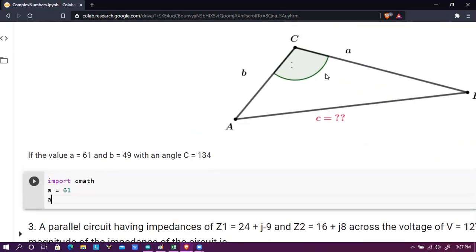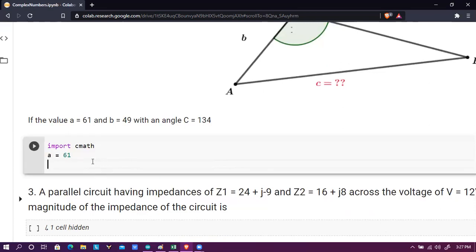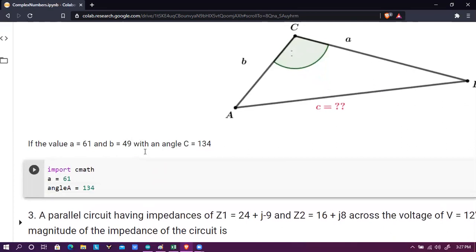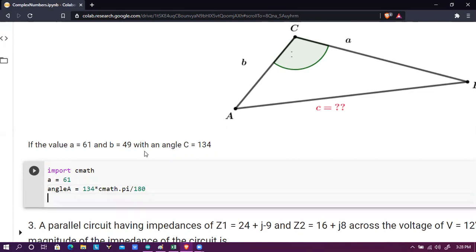So we need to represent this A as 61 angle of 134 degrees, because now we will let this side C to A be your x-axis, so that we know what will be your y-axis. So let's call this angle of A equals to 134 degrees. Since we will be dealing with complex numbers in Python, we need to convert this degree to radians. So cmath pi, that is 134 times pi divided by 180. That's the angle of A.